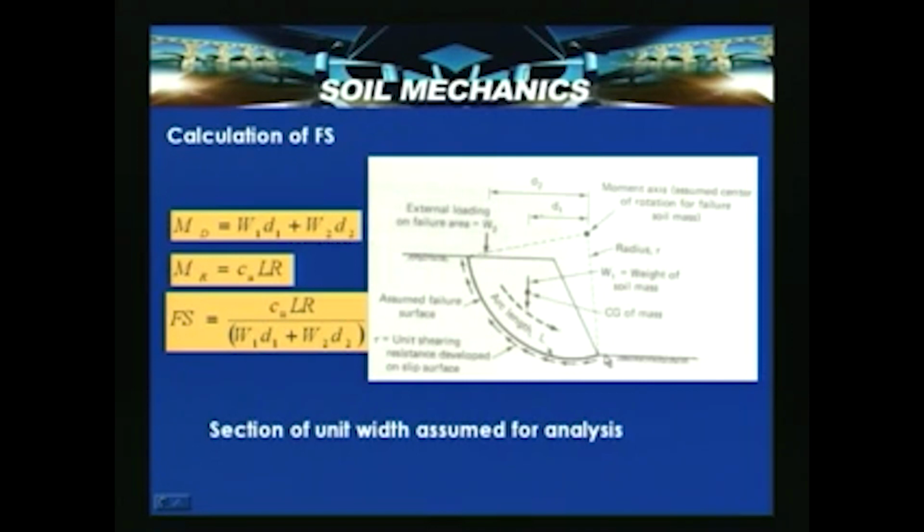Now, the driving moment can be given by W1 D1 plus W2 into D2, that is the moment about this point. Resisting moment is now only Cu into L into R. So, factor of safety is the ratio of resisting moment to driving moment, which is Cu L R divided by W1 D1 plus W2 D2. Even in the loads which are considered, the analysis is per meter or per unit width, which yields the factor of safety.